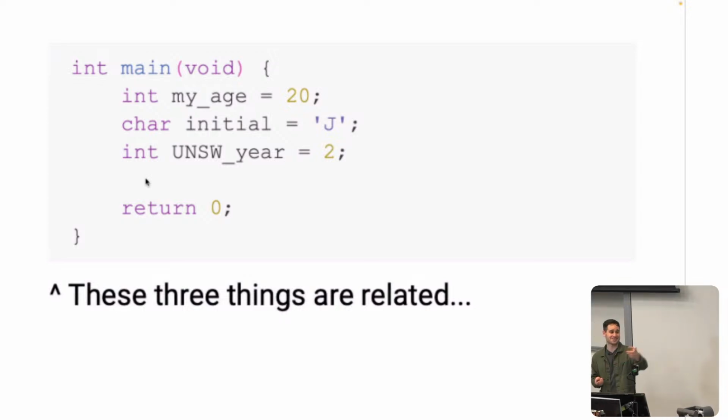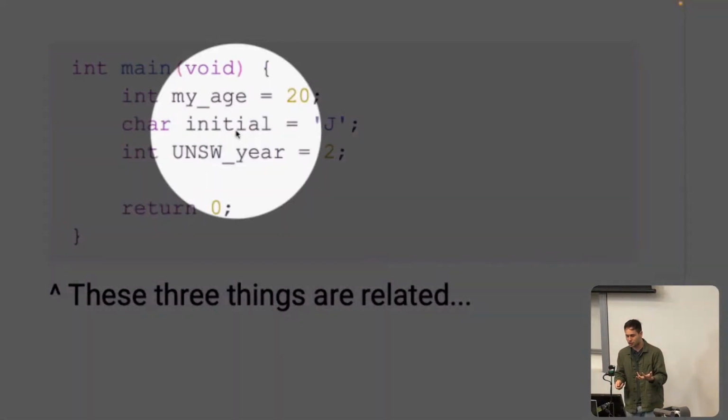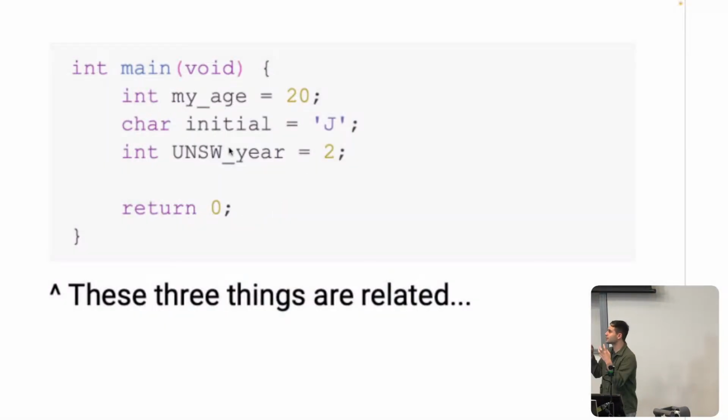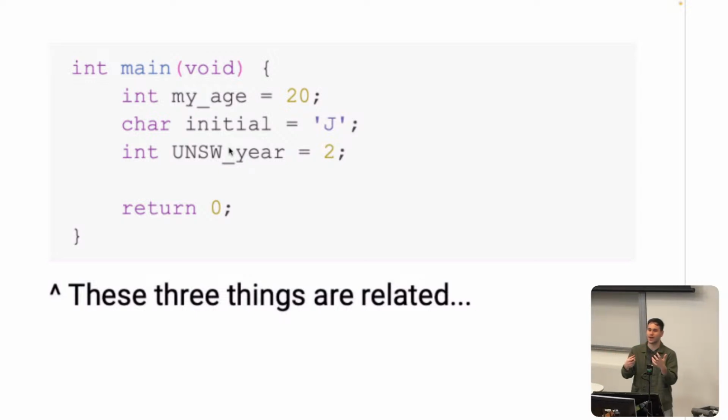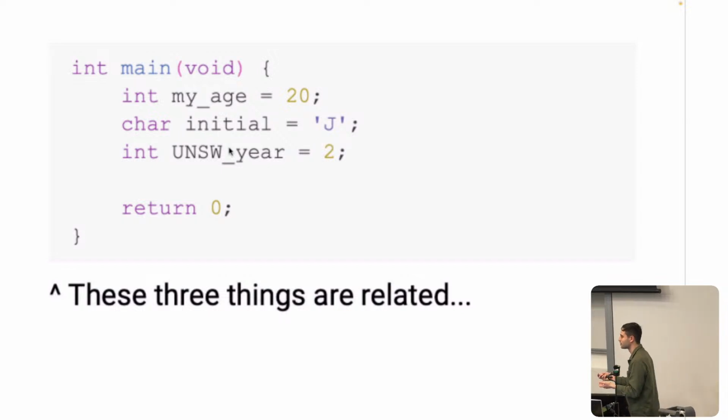Is it in the code that it's all just expressed as zeros and ones? All memory is expressed as zeros and ones. That's true. What I'm trying to get at here is that they all represent a student. They're related. They're not 3 separate variables that have nothing to do with each other. They're 3 pieces of information to do with one entity. Do we see that? They're related. It's the user's age, it's the student's initial, and it's the student's year number at UNSW.